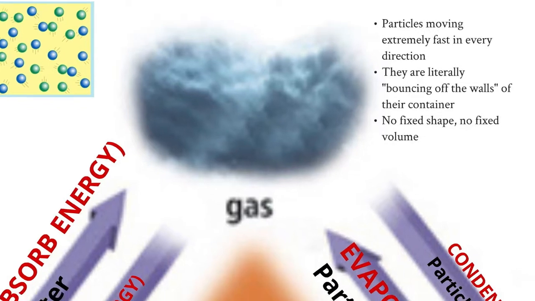Now, if you were to calm these gas particles down and release some of their energy, then the particles would move a little bit slower to the point where they become a liquid again. Now this is called condensation. When a gas releases that energy and the particles move slower, it comes back down to a liquid.